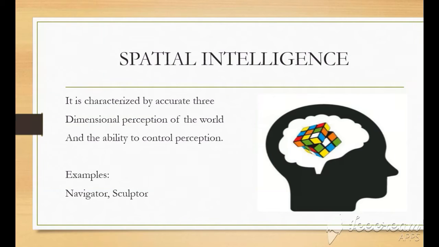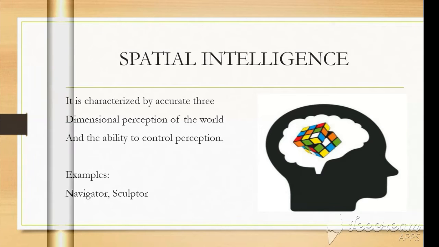Next one is spatial intelligence. It is characterized by accurate three-dimensional perception of the world and the ability to control perception. It builds spatial judgment and the ability to visualize with the mind's eye. It refers to a person's ability to perceive, analyze, and understand visual information in the world around them. The examples are navigator and sculptor.